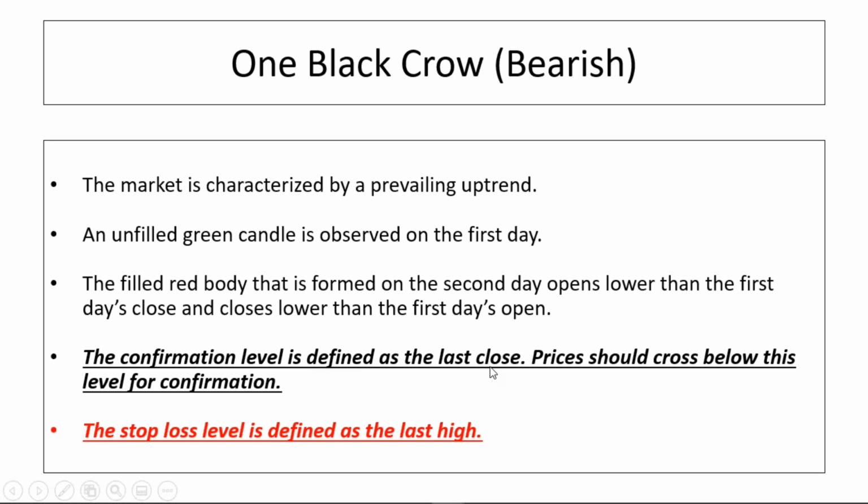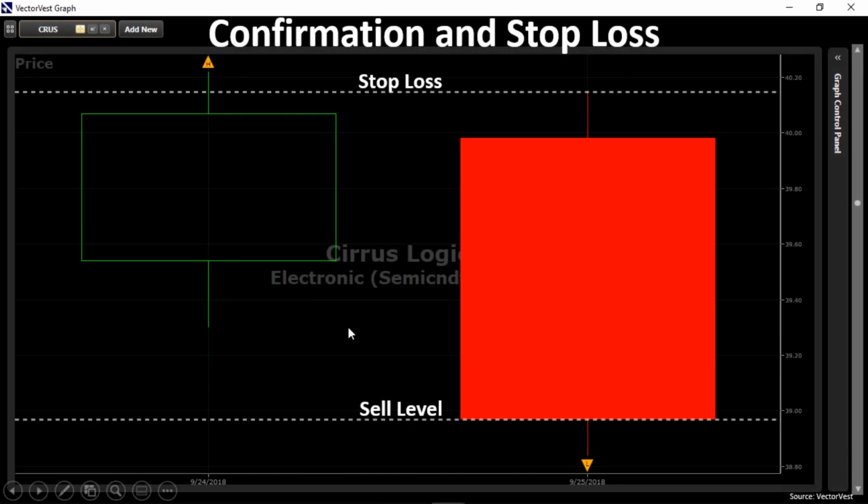Confirmation level is defined as the last close. It's always going to be the close of the filled red body. And the stop loss is defined as the last high, always going to be the high of the filled red body. Here's what it looks like. Unfilled green candle on the first day reinforces that you're in a bullish environment.